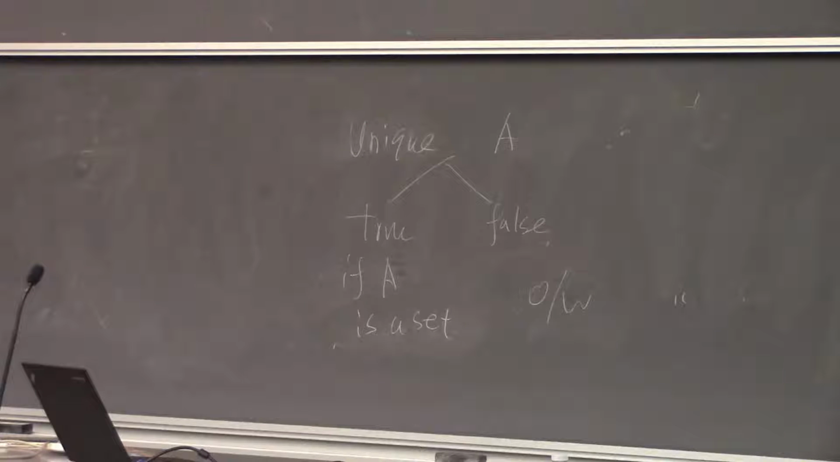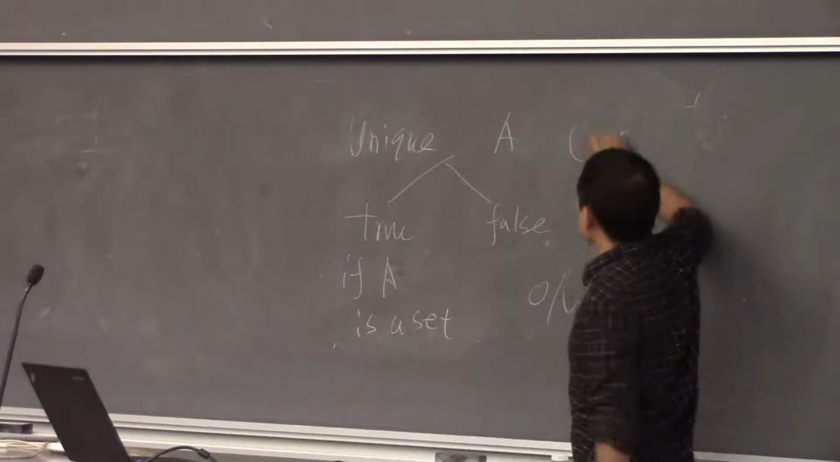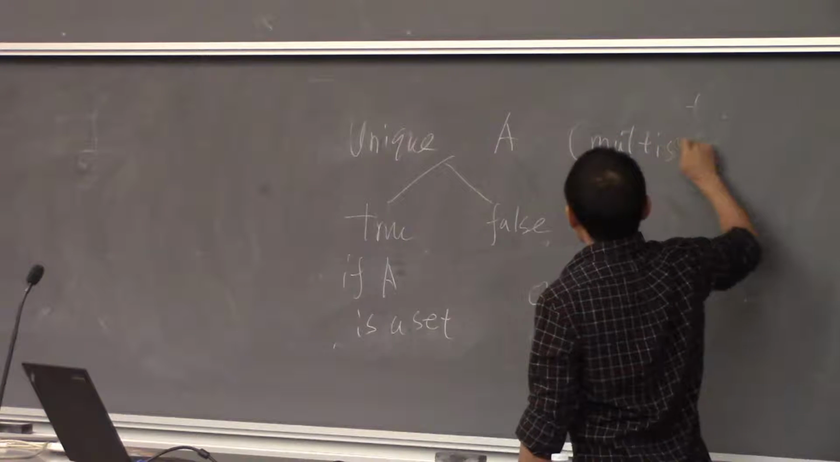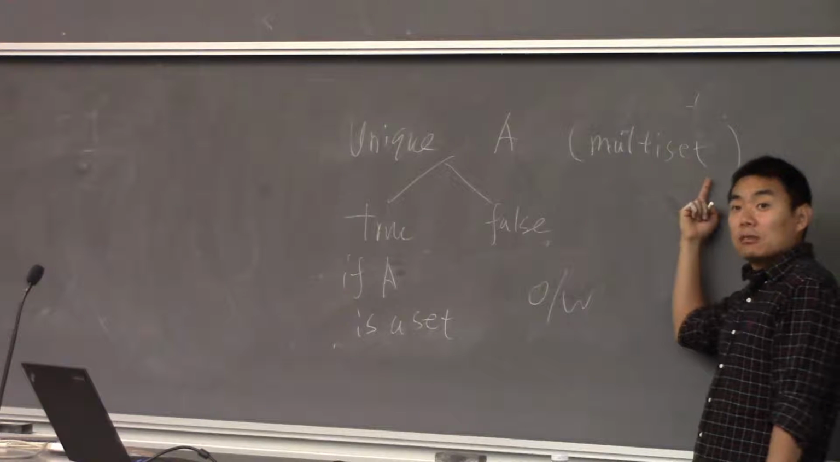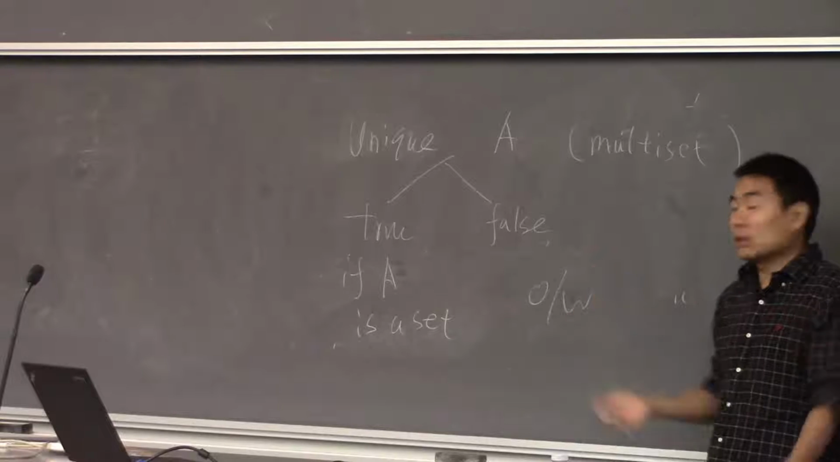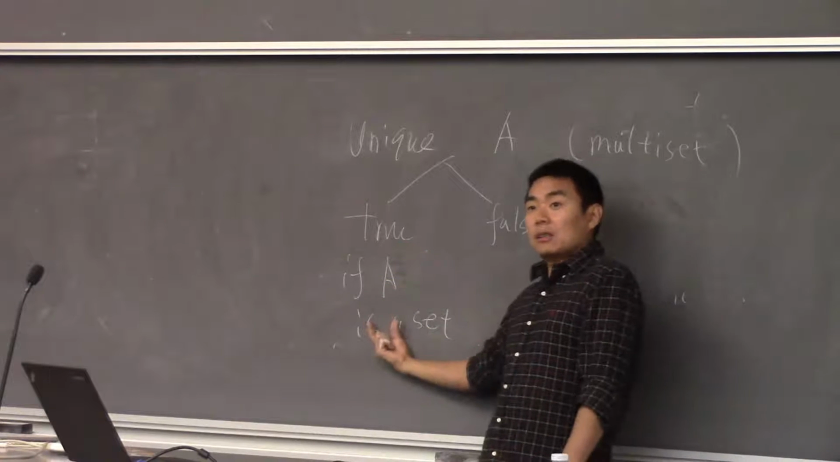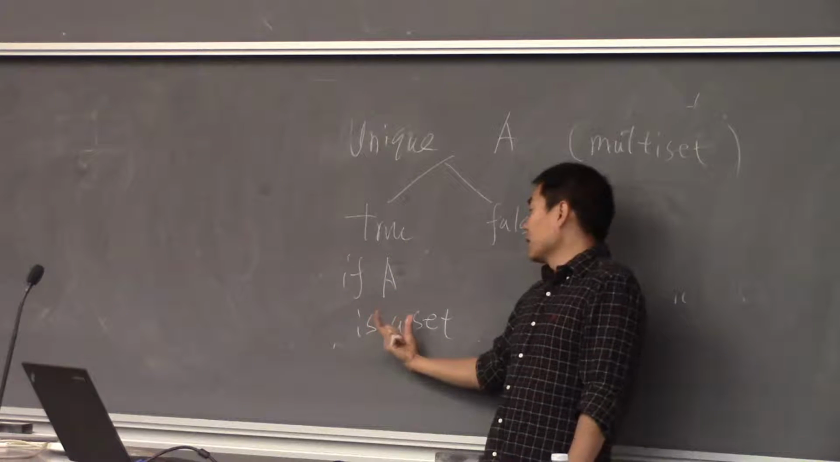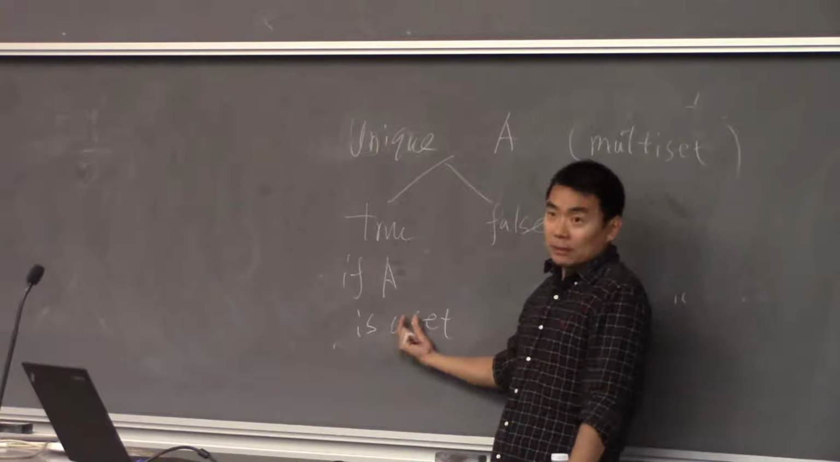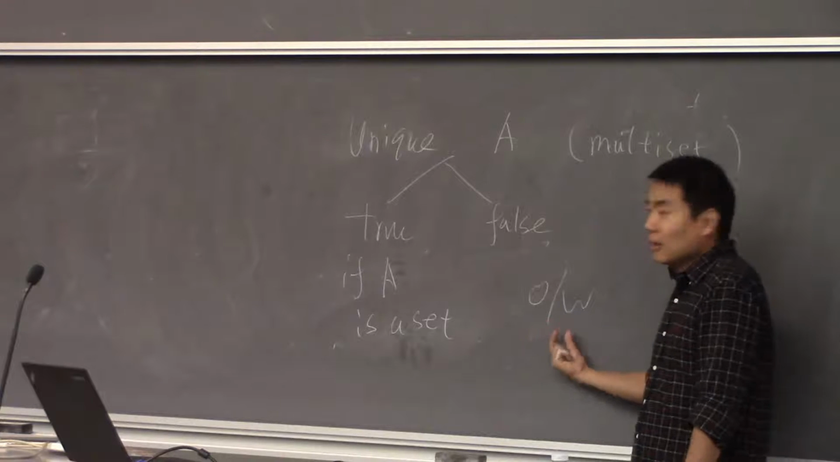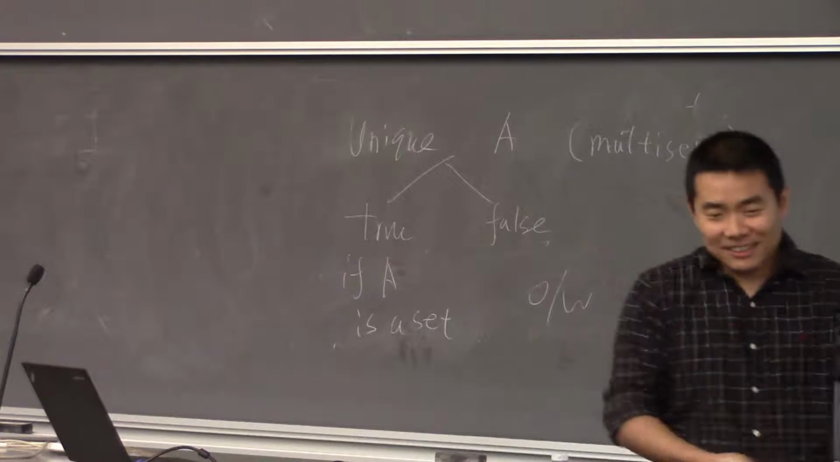No duplicates. No duplicates. What's your name? Daniel. No duplicates. Very good. Because we said A is a multiset. Note that a set is a special case of a multiset, right? So a set can be viewed as a multiset. So I'm further specifying that A must be a set, which means there are no duplicates. Duplicate free.